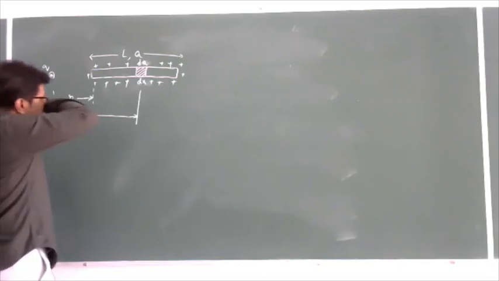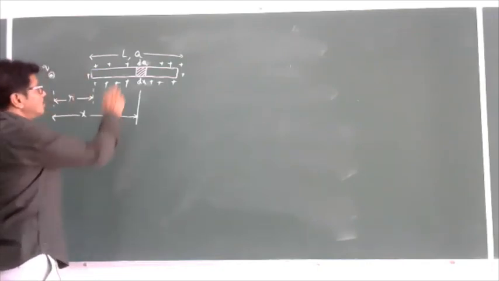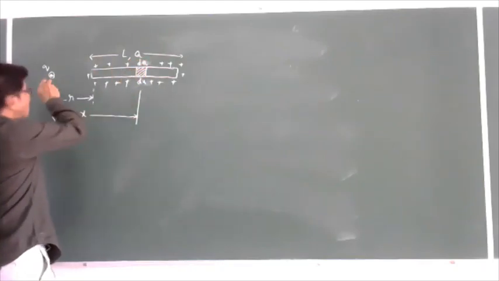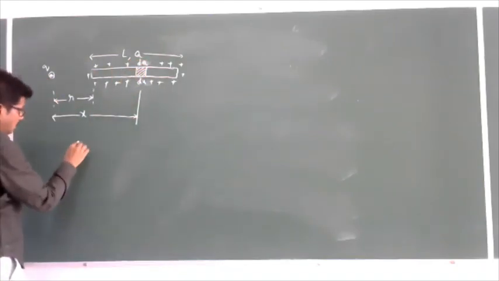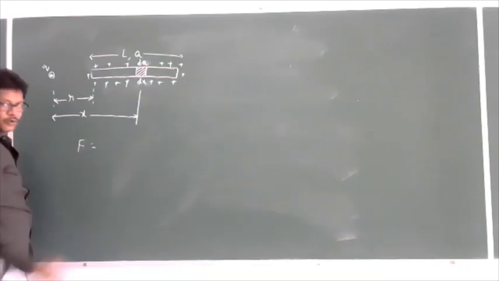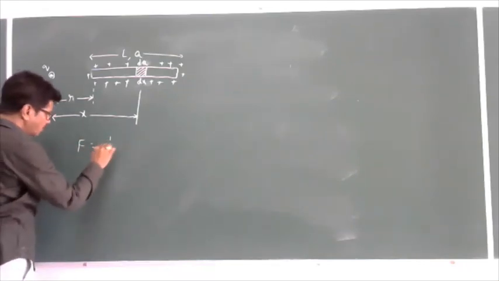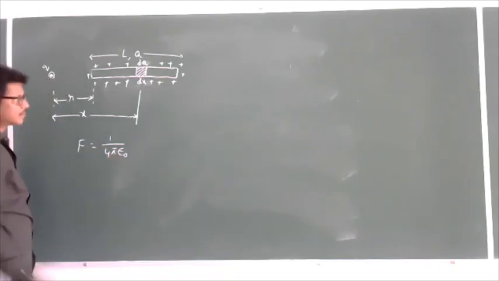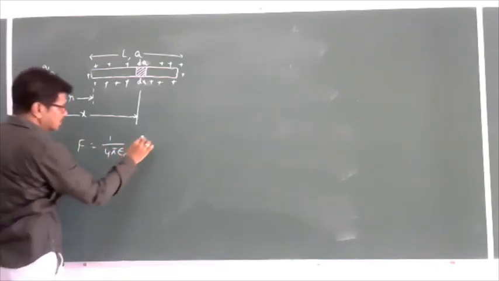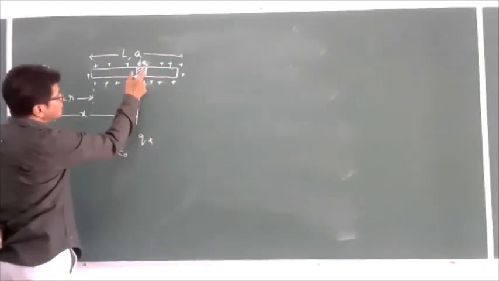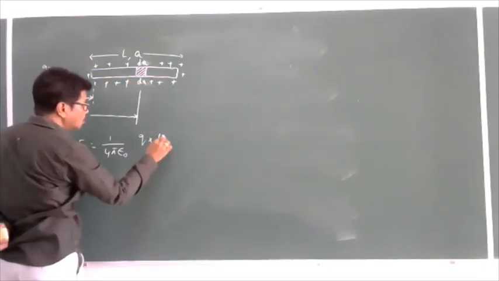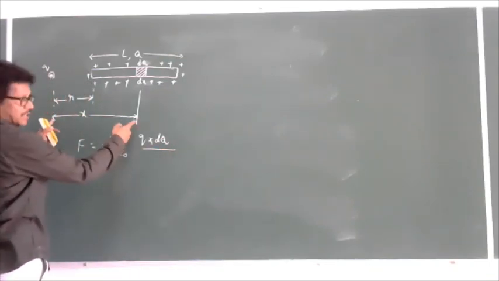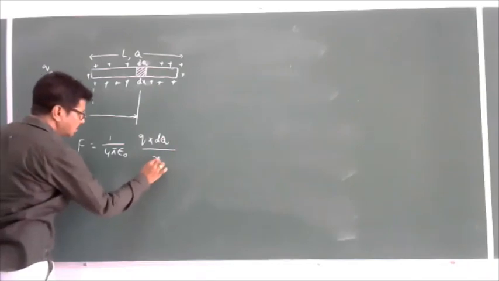So here, what is the force experienced by this dq on q? As we know, the formula to find force, F is equal to 1 by 4 pi epsilon naught, Q1 Q2, here Q1 is q, Q2 is dq, divided by the square of the distance between these two, which is equal to x square.